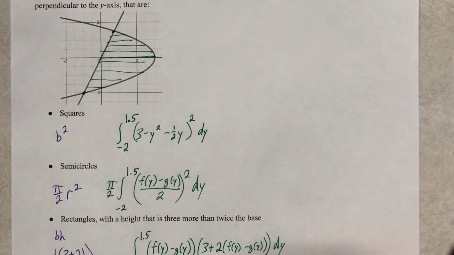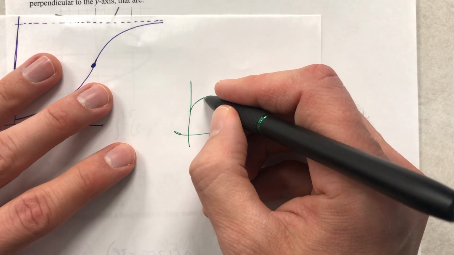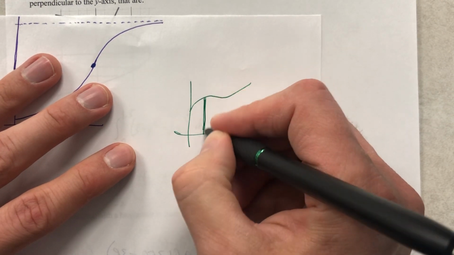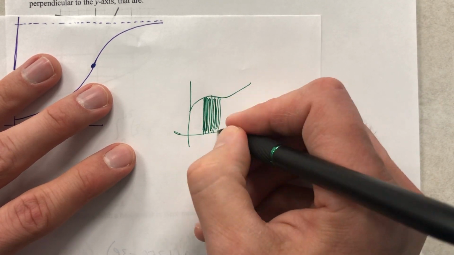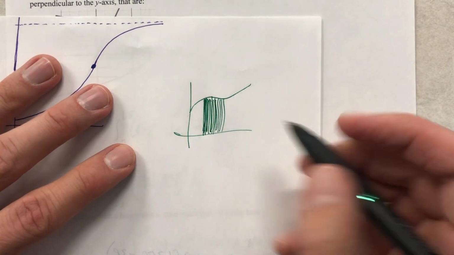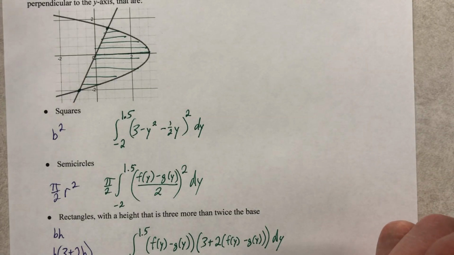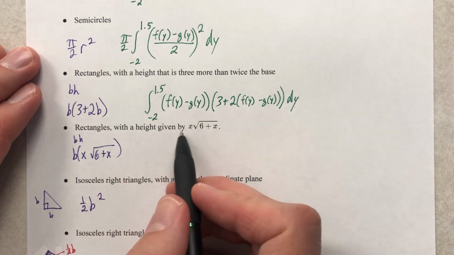Just as, I'm getting carried away, I'm having so much fun I can't stand it. Just as the area under a curve was an accumulation of all these infinite number of distances. You accumulate a lot of distances and you get area. You accumulate a lot of area and you get volume. You accumulate a lot of volume and you get whatever 4 dimensions is. I don't even know. All right, rectangles with a height given by this.